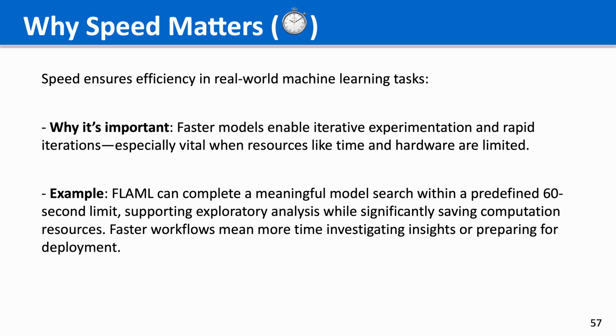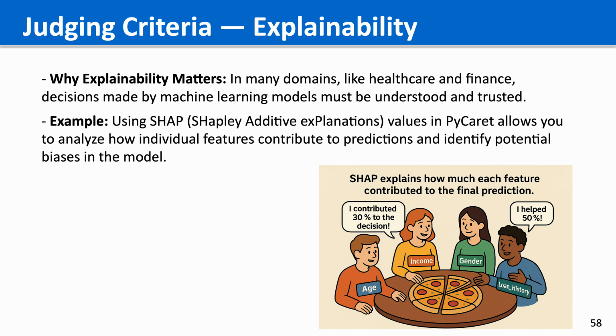Speed can make or break your workflow. Think about practical scenarios: you're time-boxed in a Kaggle competition or have limited GPU compute credits. In these cases, speed allows quick model iterations, giving you flexibility to try more things in less time. FLAML is like having a fast, no-frills race car. Not flashy, but perfect for structured tabular tasks on limited budgets.